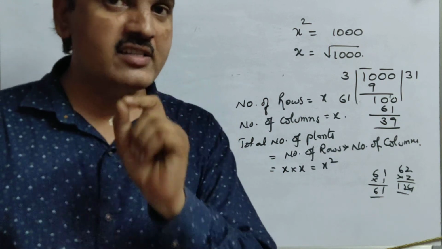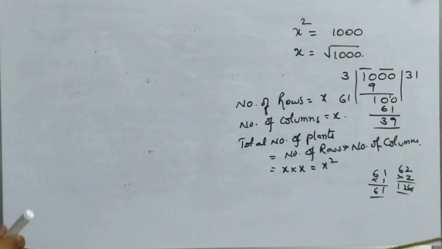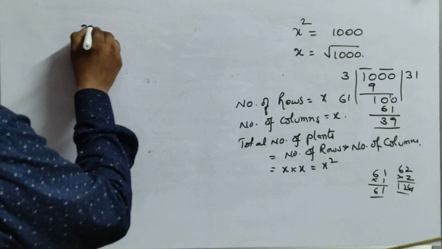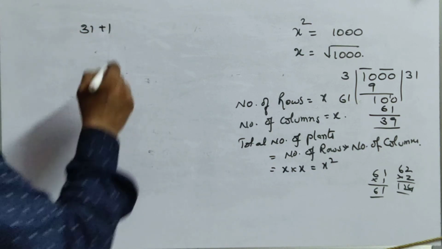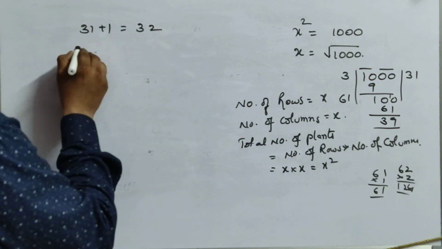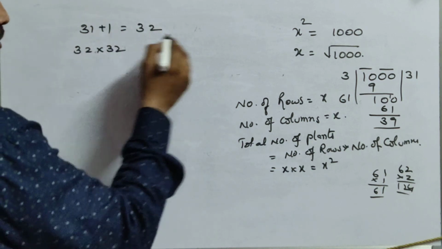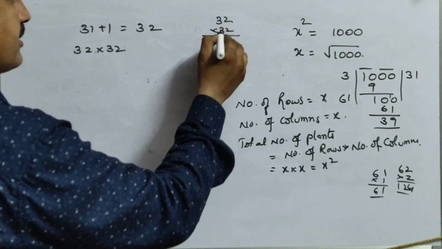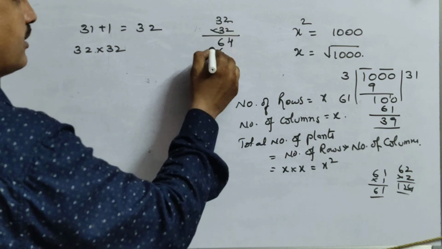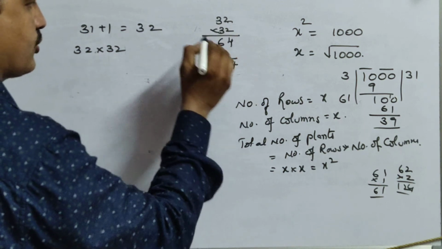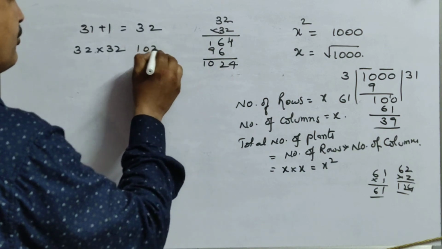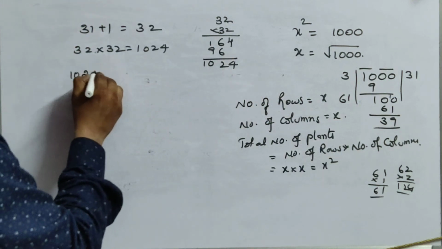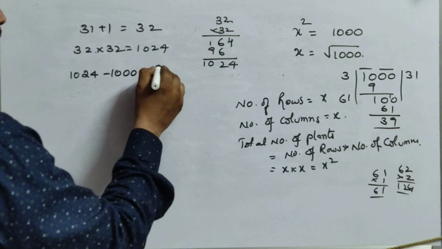What should be added? Same model. You got remainder 39. So what is here? What you got? 31. So 31 plus 1, that is 32. So 32 into 32. Okay. So 32 into 32 how much? 2 2s are 4. 2 3s are 6. 3 2s are 6. 3 3s are 9. So 4. 6 plus 6 is 12. 10. So 1024. So 1024 minus 1000. So that is 24.